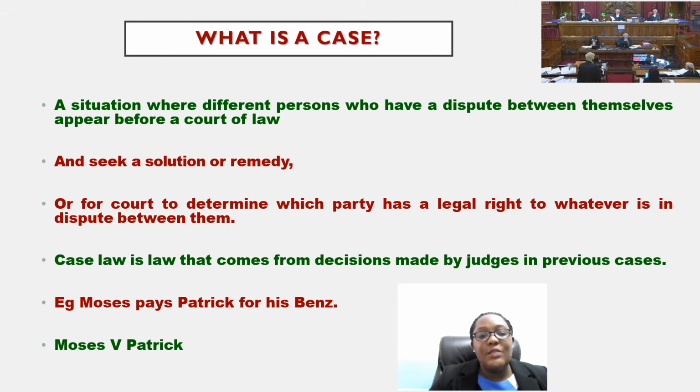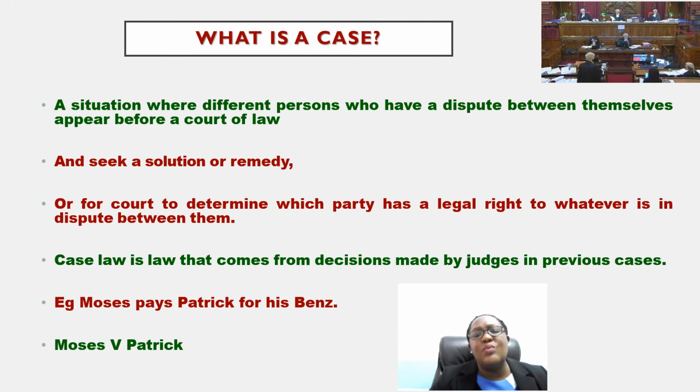So a case is where different people have a dispute between themselves. They go before the court of law to seek a solution or a remedy. And that court they go to will determine who has the right, or who is right in the situation. Now you find that once the court has established who has the right in the situation, if another similar situation ever appears again, they will look at the case of Patrick and Moses to say that in the case of Moses versus Patrick, the court said this way. So in this other case that we're handling today, we'll deal with it the way the case of Moses versus Patrick dealt with the matter.